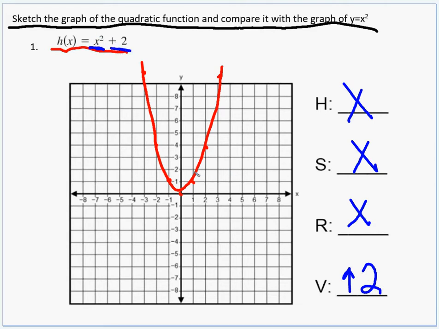So we're just going to bump all the points up 2 units. So our vertex won't be at the origin. It'll be at 0, 2. And then we'll go over 1 and up 1 to 1, 3. And if we go over 1 more, we'll go up 3 to get our next point. So negative 1, 3, negative 2, 6. Blue is our shifted parabola. We just shifted it up a couple of units.